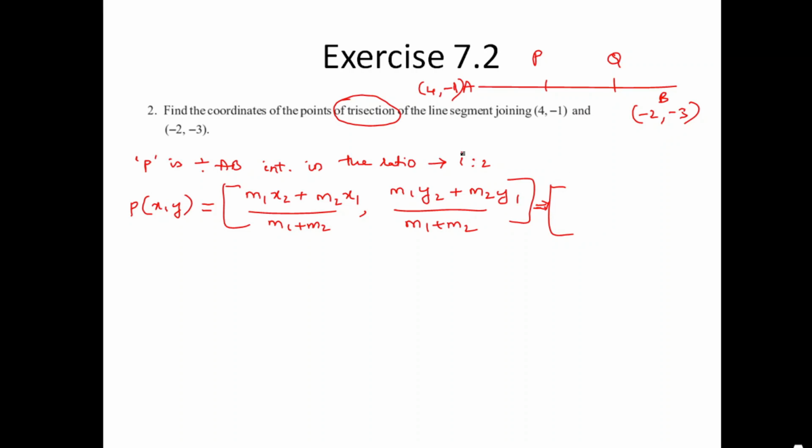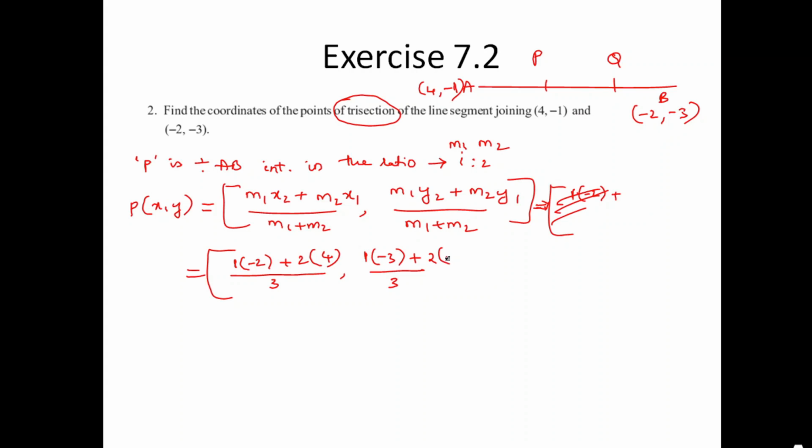Let's see what we will be getting. M1 I have taken as this and M2 I have taken as this one. Into minus 2 plus M2, which is 2, into x1, which is 4. If you add M1 and M2 you will have 3. Here M1 is 1 into minus 3, M2 is taken as 2 and this is minus 1. Now when I am solving this, I am getting minus 2 plus 8 over 3 comma minus 3 minus 2 over 3, isn't it? I hope that is right, what I am writing. So the resultant is 6 by 3 comma 5 by 3.